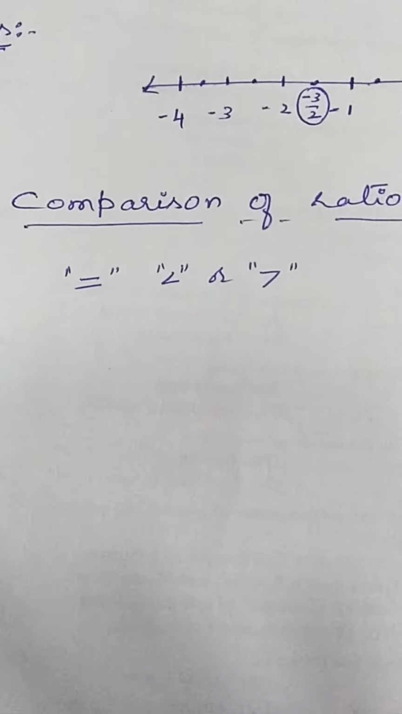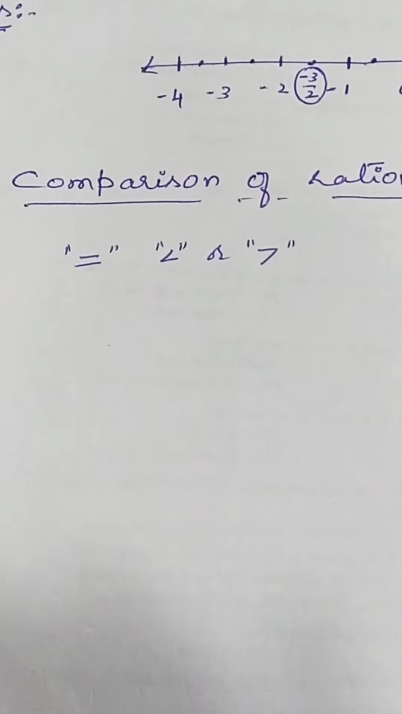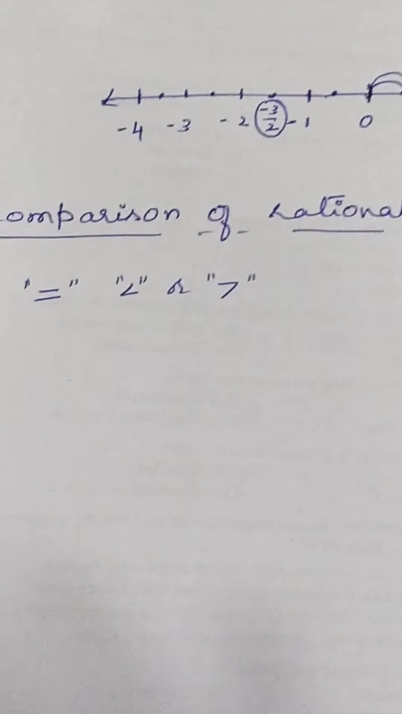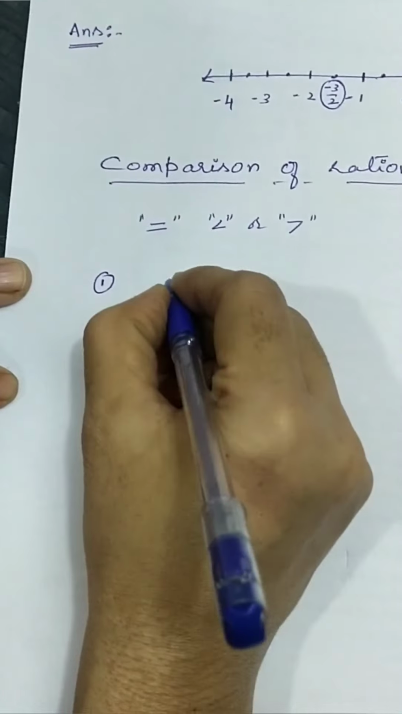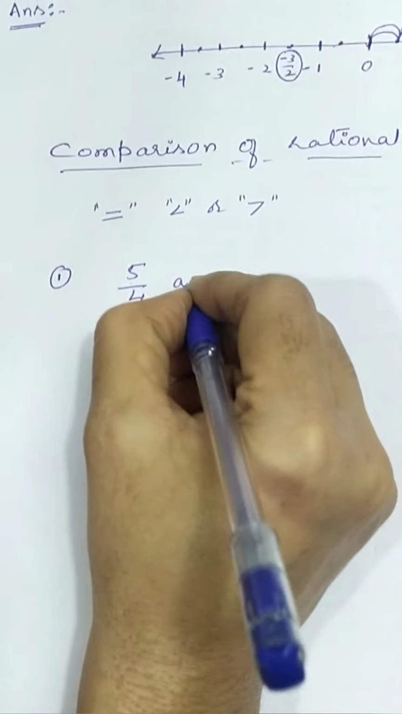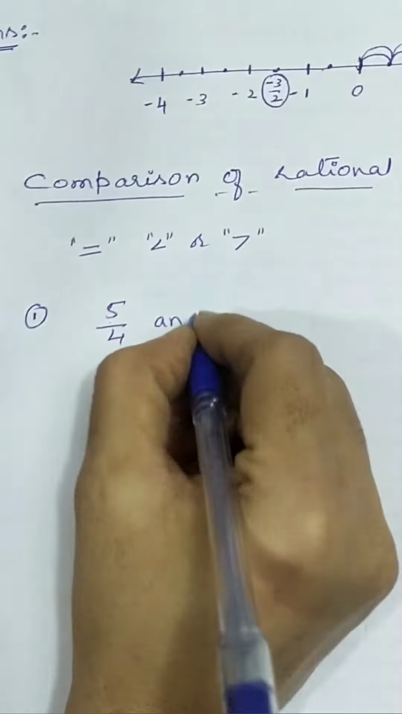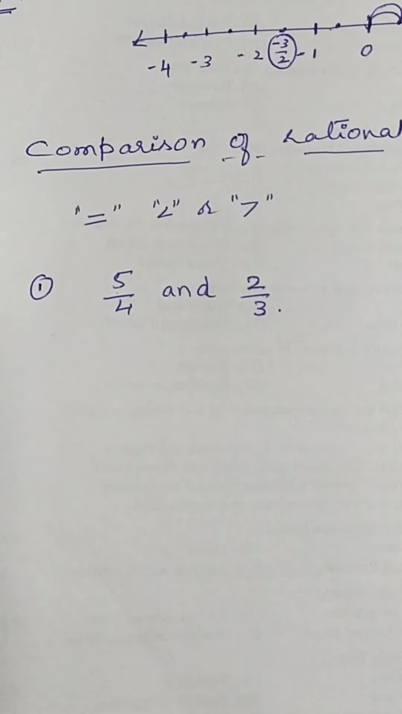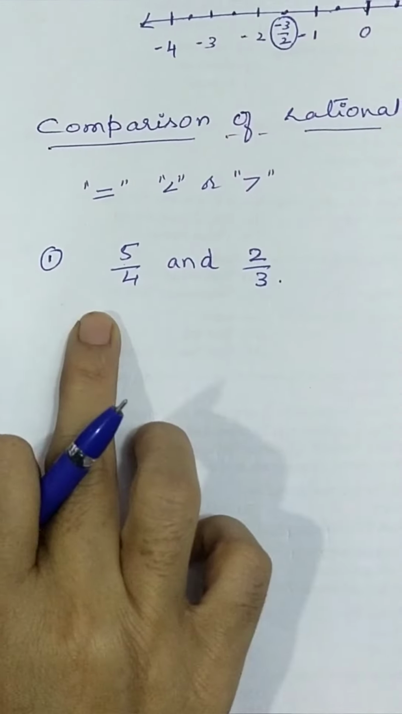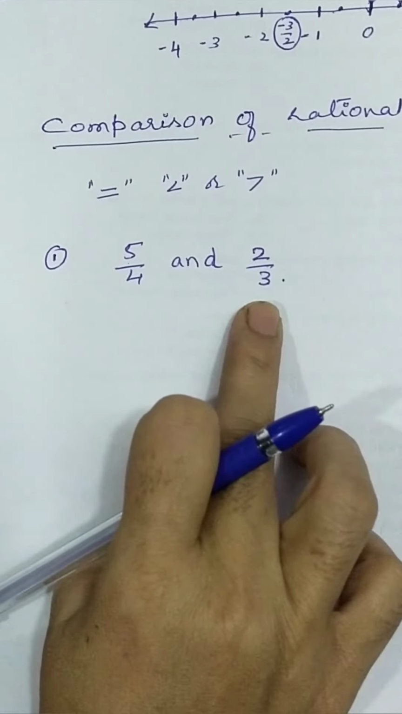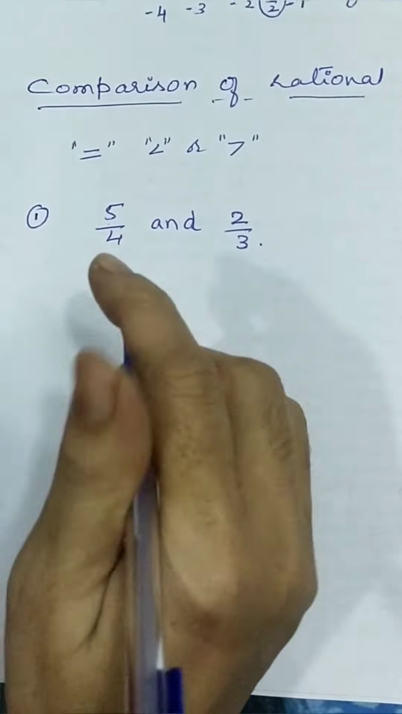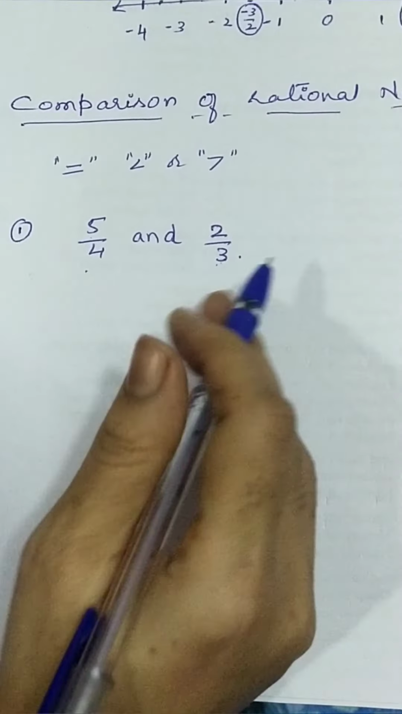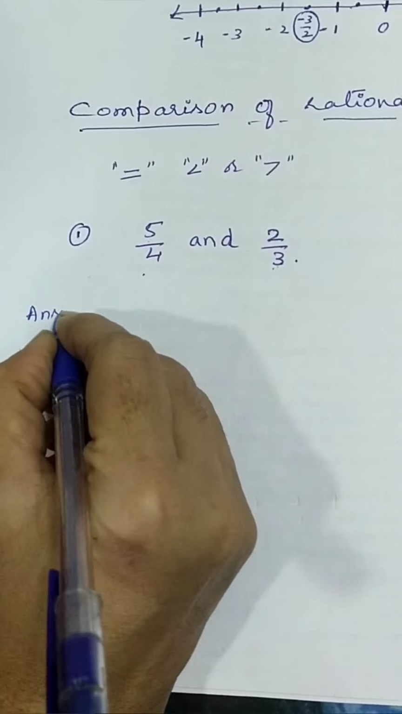So here what type of numbers are we comparing? We need to compare rational numbers. For example, the first example I will show with 5 upon 4 and 2 upon 3. Now here in the denominator there are different numbers, and it is difficult for us to compare. To make the denominators the same, we need to solve like this.